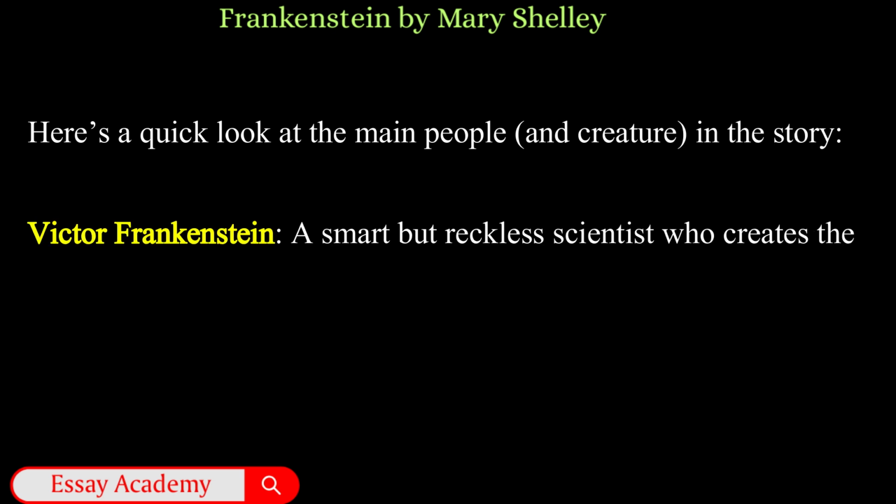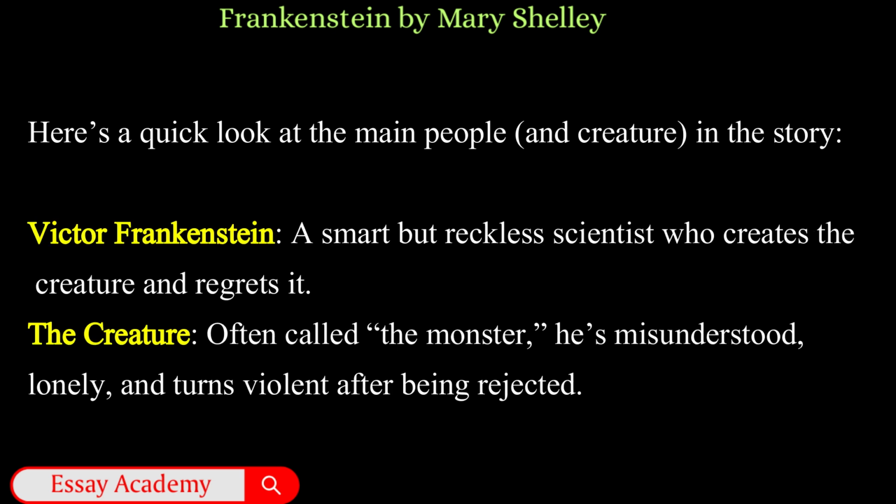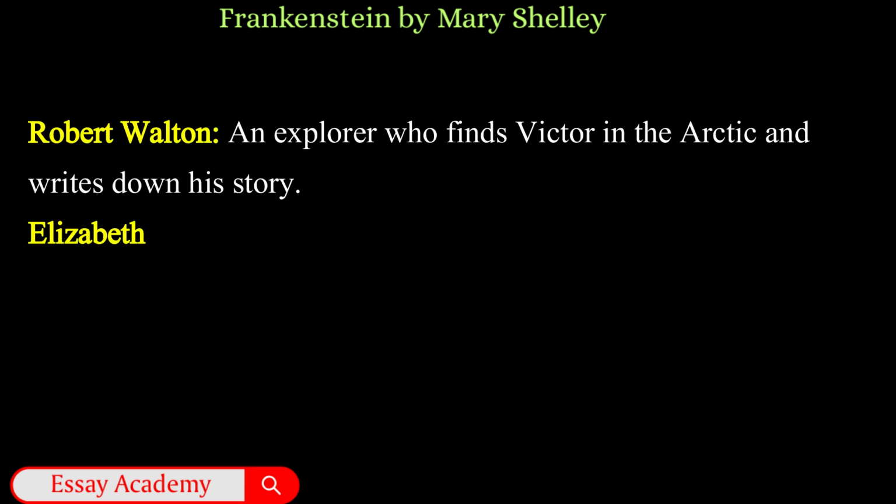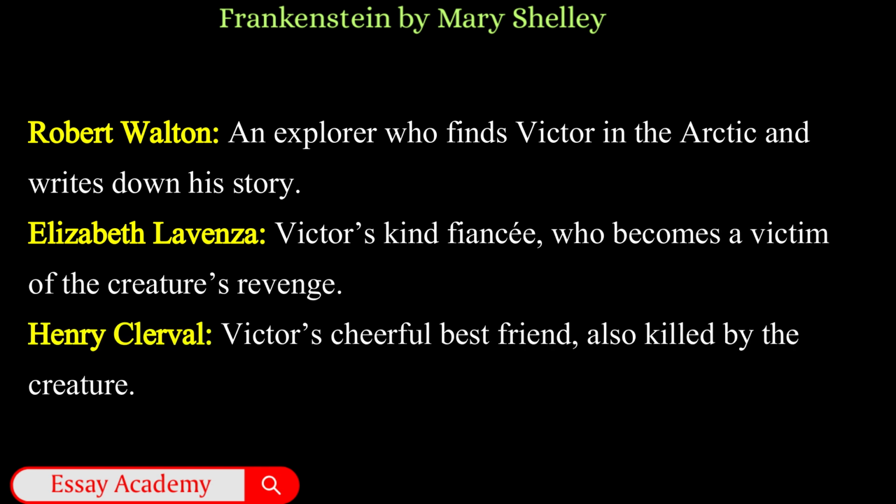Here's a quick look at the main people and creature in the story. Victor Frankenstein, a smart but reckless scientist who creates the creature and regrets it. The creature. Often called the monster, he's misunderstood, lonely, and turns violent after being rejected. Robert Walton, an explorer who finds Victor in the Arctic and writes down his story. Elizabeth Lavenza, Victor's kind fiancée, who becomes a victim of the creature's revenge. Henry Clerval, Victor's cheerful best friend, also killed by the creature.